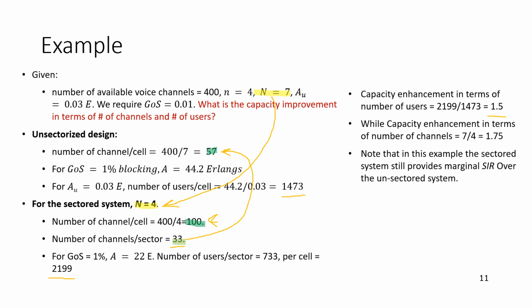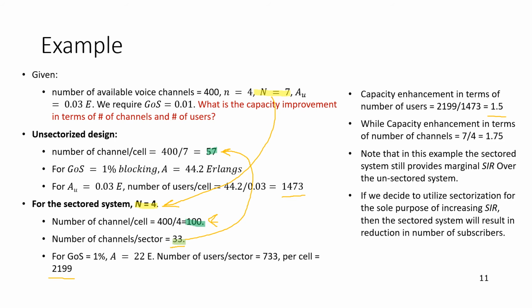Note that in this example, the sector system still provides marginal improvement in signal to interference ratio over the unsectored system. So there is improvement when it comes to comparing sectors. Of course, you have to take into account the hardware, the cost of the antennas and installation and processing required as a result. If we decide to utilize sectorization for the sole purpose of increased signal to interference ratio, then the sectored system will result in a reduction in the number of subscribers. So you can trade off the signal to interference ratio increase and the number of users.